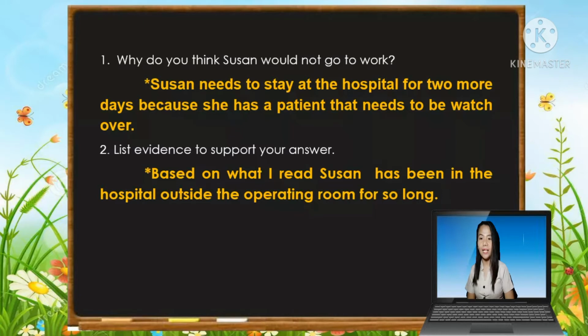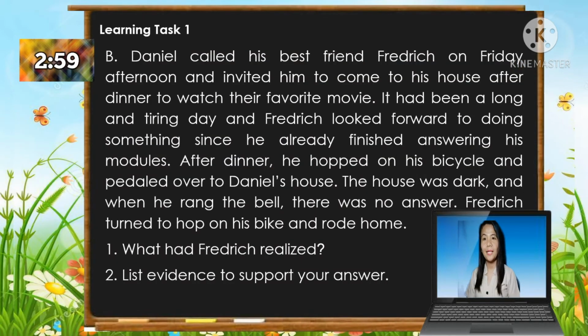Based on what I read, Susan has been in the hospital outside the operating room for so long because we have read in the passage that Susan has been walking back and forth outside the operating room from 10 o'clock in the evening until 2 a.m. the following day. Let's proceed now to passage letter B.